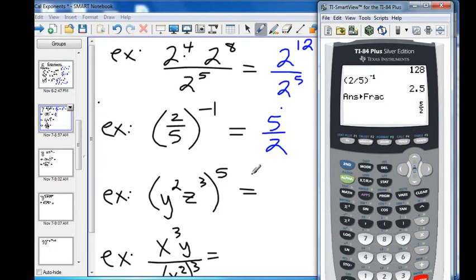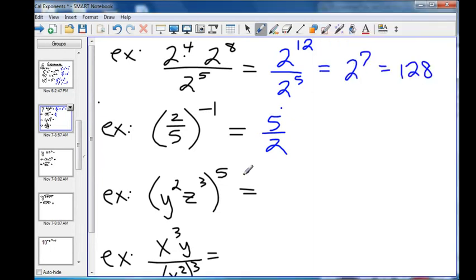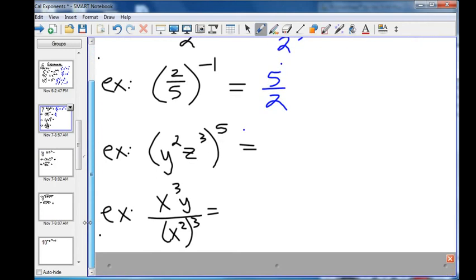Now in these next two, we can't really use the calculator. We've just got to use the properties. So for this first one, we're going to use the third property, the fact that if we have an exponent outside parentheses, then we can just apply it to those inside by multiplying. So there's 2 we need to do. It becomes y to the 10th, because we do 2 times 5, and z to the 15th, because we do 3 times 5.